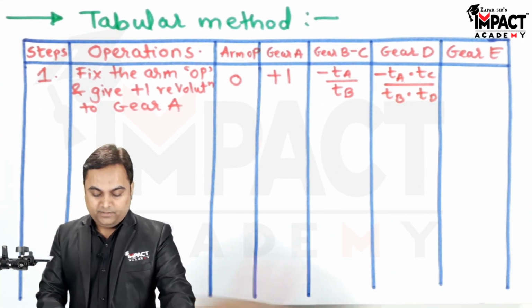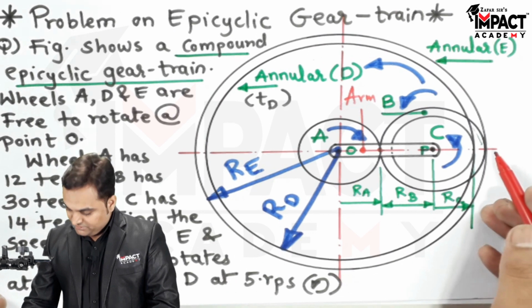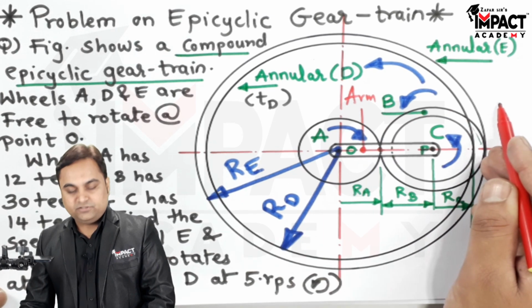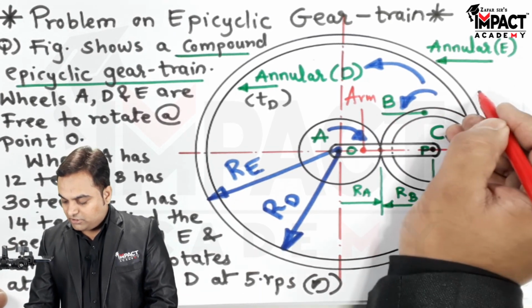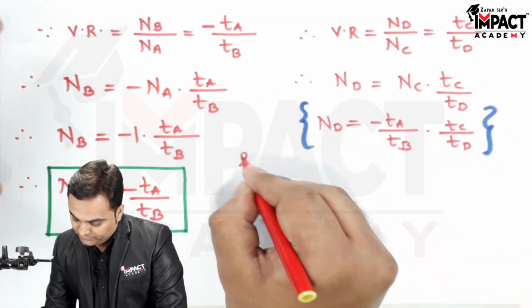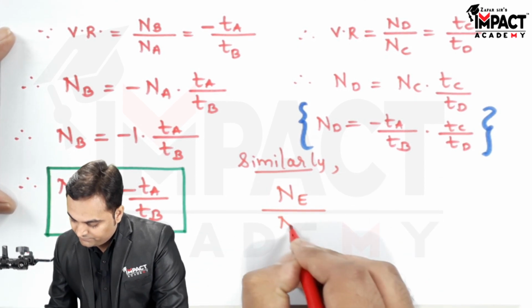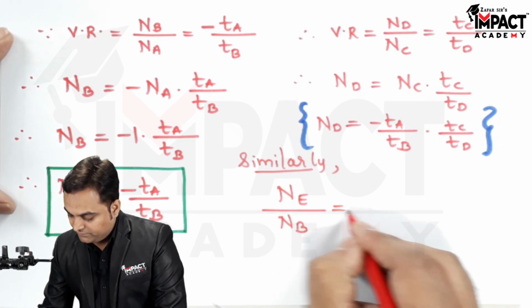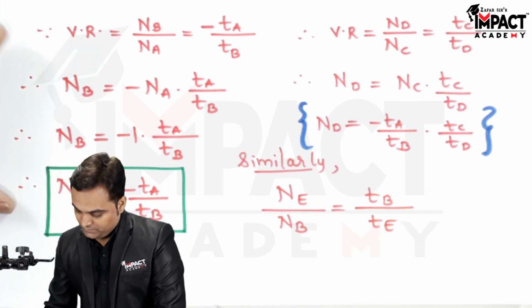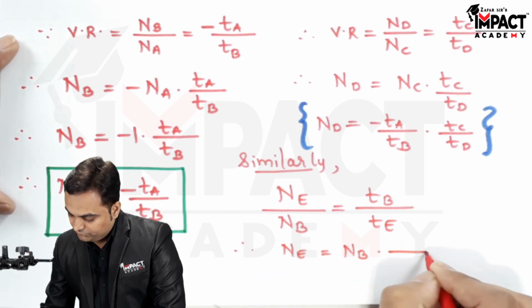At last, for gear E, which is the outer annular, it is in mesh with B as we can see here. So B is the driving gear and E is the driven gear, and their sense of rotation is also the same because E is an internal gear. So similarly, E is the driven gear, B is the driving gear. So speed of driven upon speed of driver, sense of rotation is the same. So TB upon TE is a positive value, and therefore NE will be NB into TB by TE.